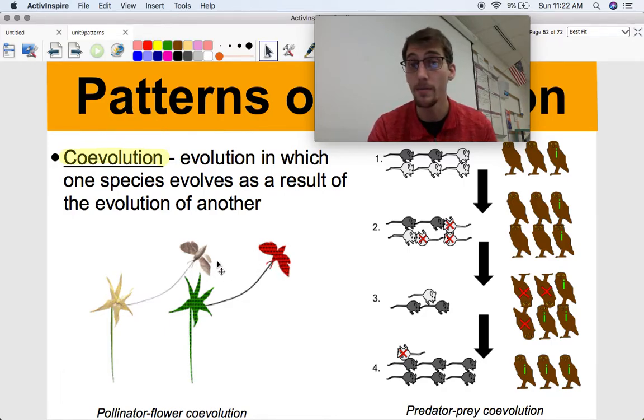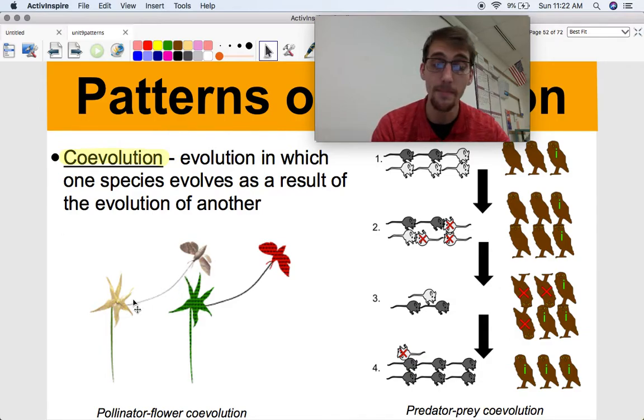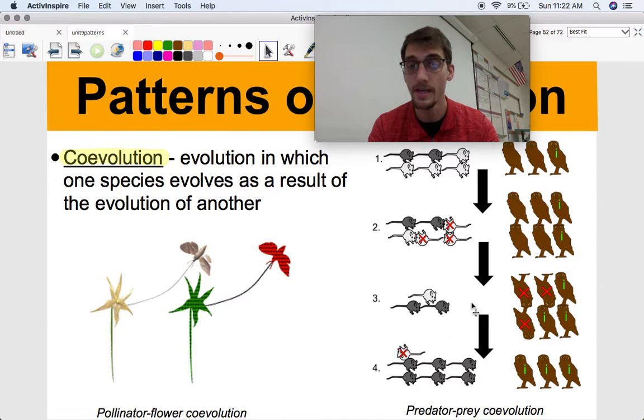So insects with a better proboscis might be better adapted to getting nectar from a certain flower, and a certain flower might adapt to become more accommodating or less accommodating to certain types of bugs. Okay? Same thing with predator and prey, right? These mice populations and the owl populations are evolving together. Certain owls are better at finding mice, and certain mice are better at escaping the owls. And as a result, natural selection occurs, and these two species evolve together at the same time because of each other. And that's what we call coevolution.